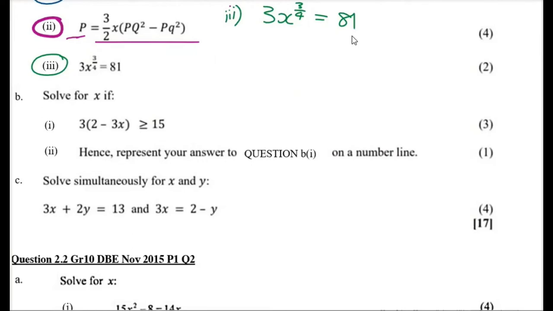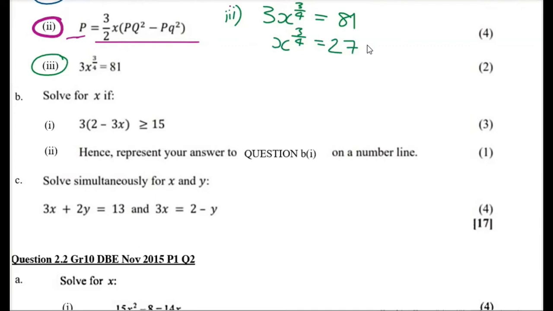Yes, awesome, Dimple. Awesome, Emma. Awesome. Oh, sorry, it just keeps on flying. I missed some of the names. Well done, guys. So we're going to divide by 3 on both sides. I get x to the 3 over 4. And when I divided the 81 by 3, I'm going to get 27. Please check me because I did that in my head.